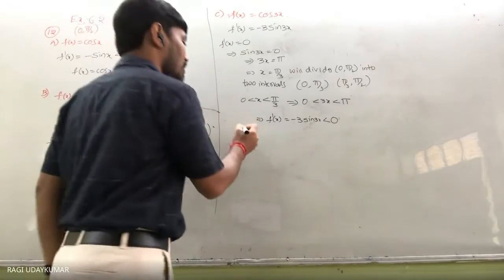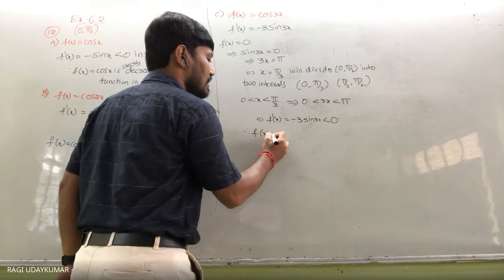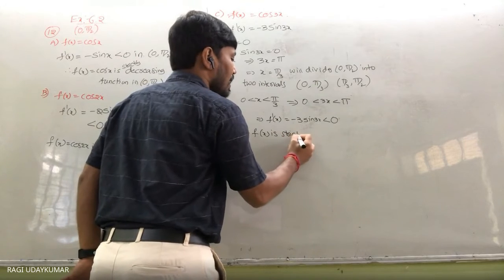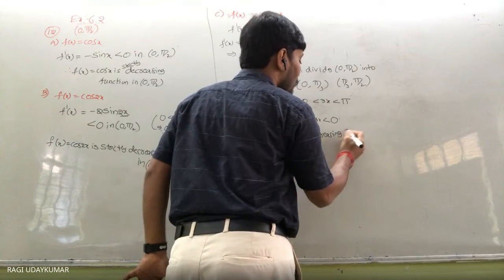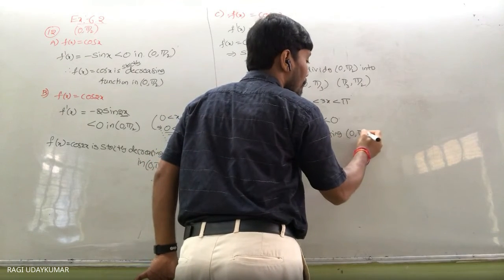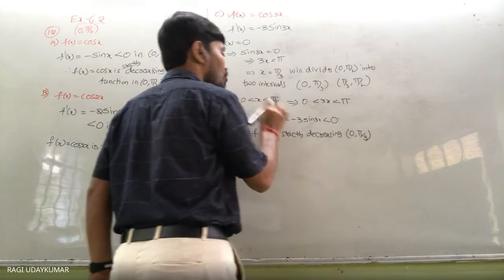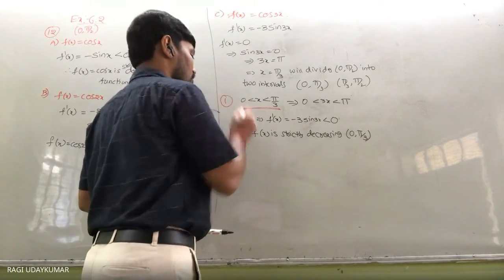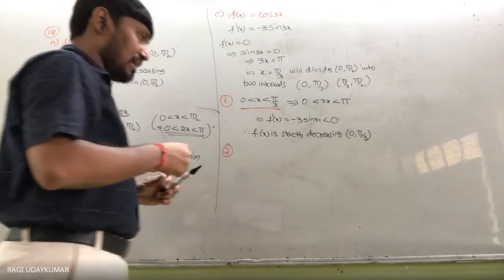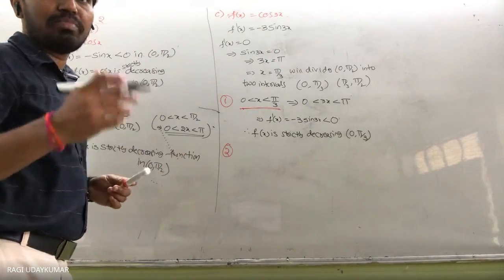So therefore, f of x is strictly decreasing. In what interval? 0 to pi by 3. One interval is 0 to pi by 3, the first one. The second interval is what here? Pi by 3 to pi by 2.